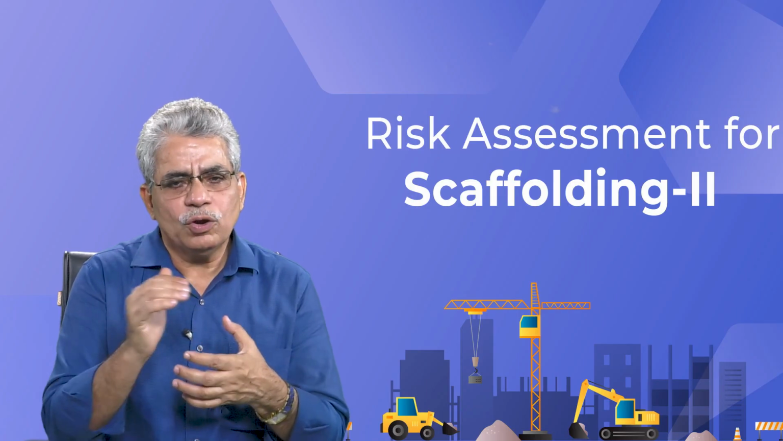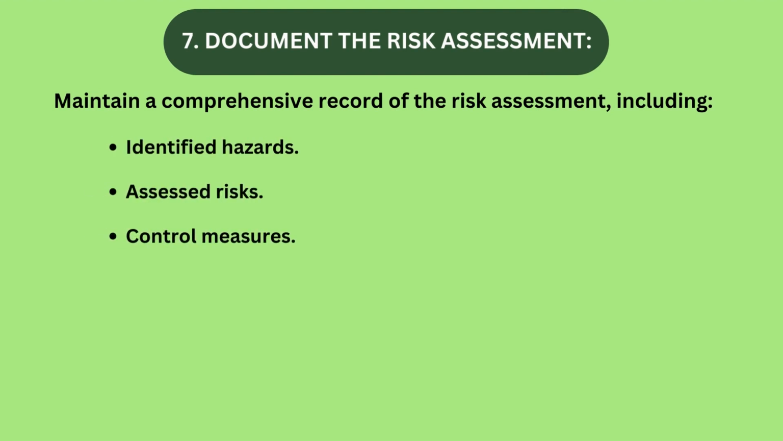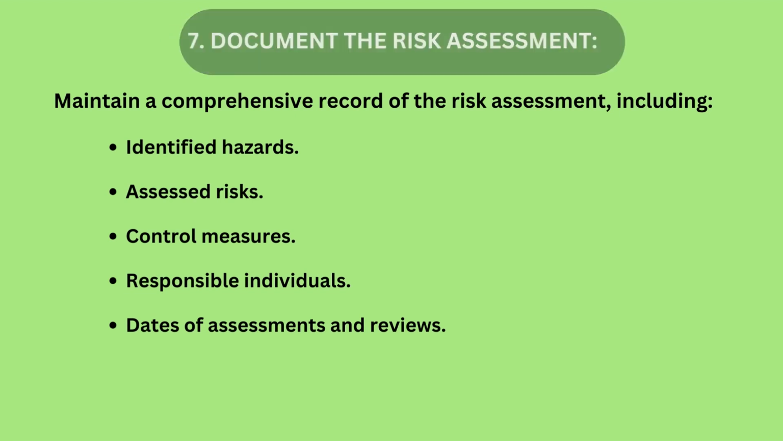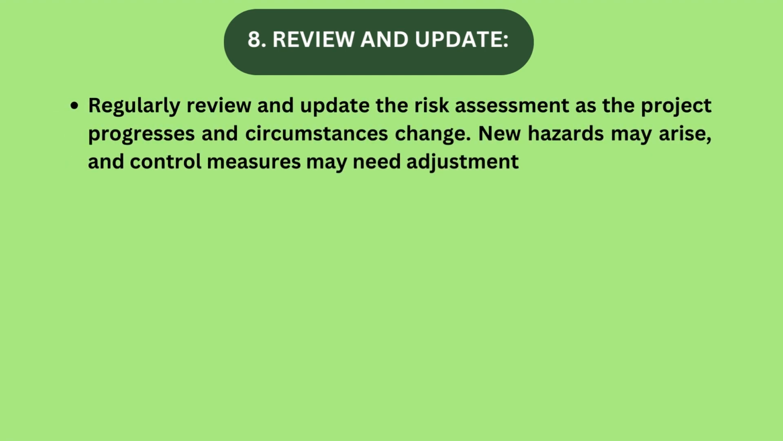Seventh step is document the risk assessment. Maintain a comprehensive record of the risk assessment, including identified hazards, assessed risks, control measures, responsible individuals, and dates of assessment and reviews. Next step is review and update. Regularly review and update the risk assessment as the project progresses and circumstances change. New hazards may arise and control measures may need adjustment.